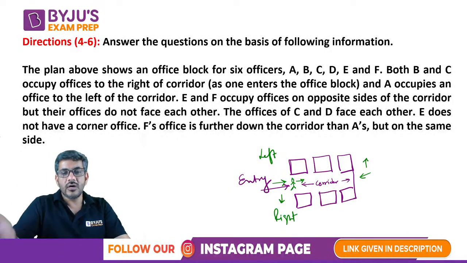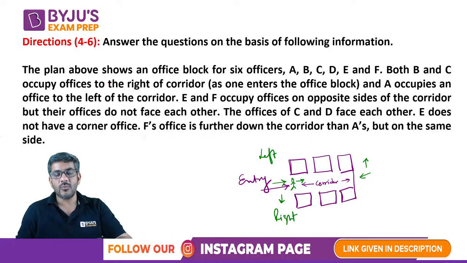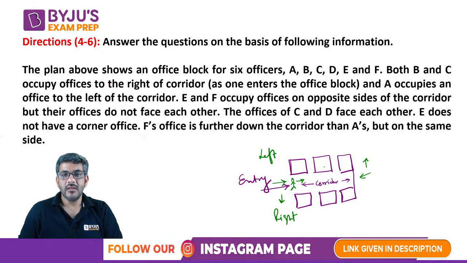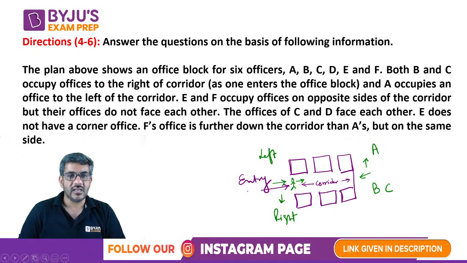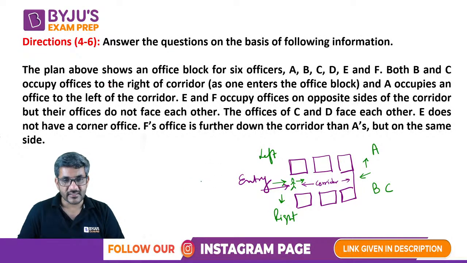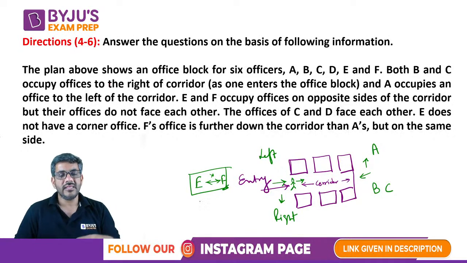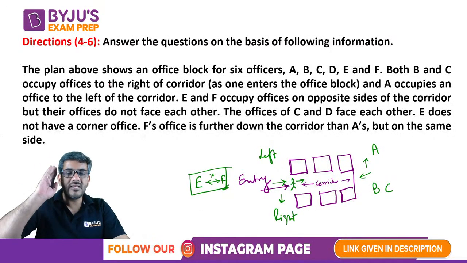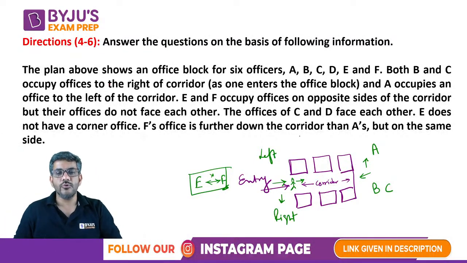From the entry you are going to the corridor, so the right side will be on this side and the left side will be on that side. He says both B and C occupy offices to the right of the corridor. So B and C both are to the right, and A occupies an office to the left of the corridor. So A occupies an office to the left. Look carefully at how to do it. E and F occupy offices on opposite sides of the corridor, but their offices do not face each other. We do not know which side is E, which side is F, but we definitely know that they are on opposite sides and they are not facing each other. So I'm basically keeping it in my mind so that I can use it later.